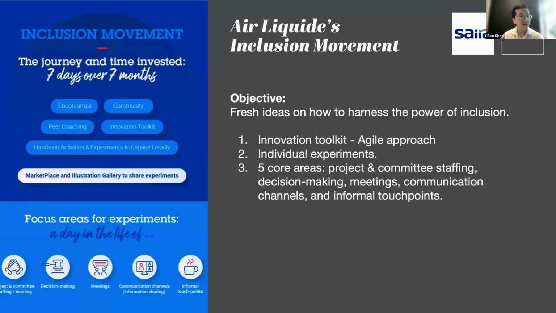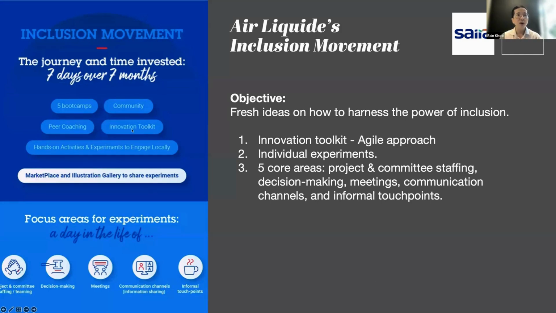And they had 5 focus areas that you can see over here. Sorry, it's a bit cut off. There is the community, staffing and teaming, decision making, meetings, communication channels, and informal touch points. So looking at all these different platforms and touch points on a day-to-day basis, and to see how can they improve the sense of inclusion in these areas.